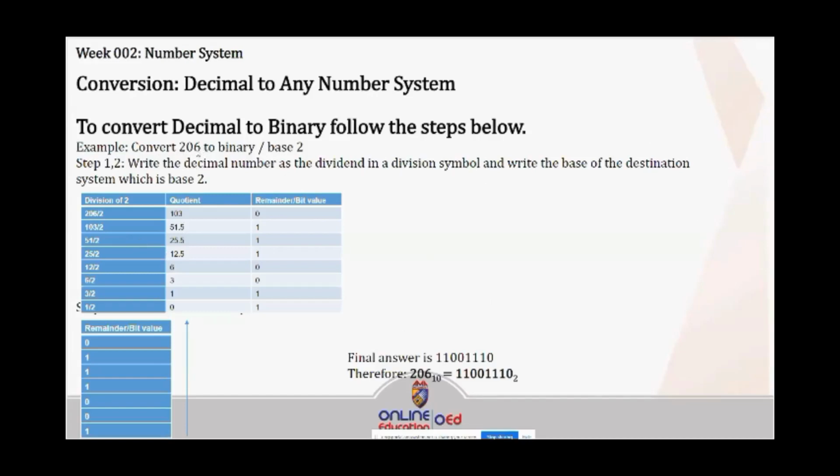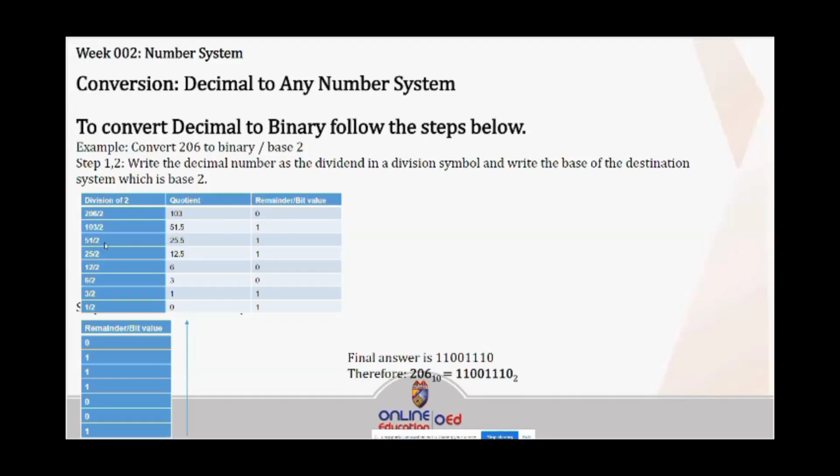This is the decimal. So 206 divided by 2 is 103. Is there any remainder? None. You put 0. 103 divided by 2 is 51.5. If you will notice, class, there is a 0.5. Since there is a 0.5, meaning there is a remainder, so you put 1. Since you have put 1 here, the 0.5 is gone because you changed it into 1. So you now get the whole number, which is 51.